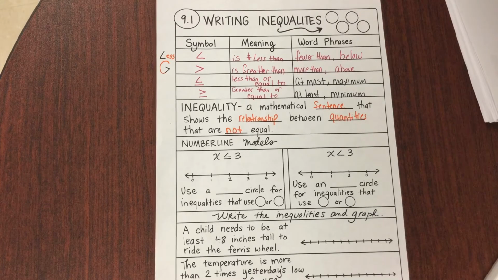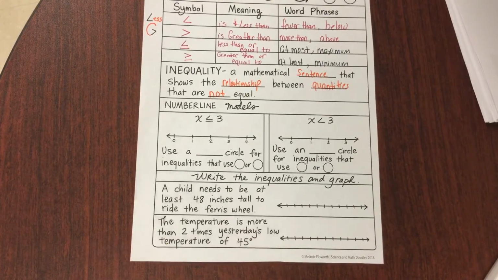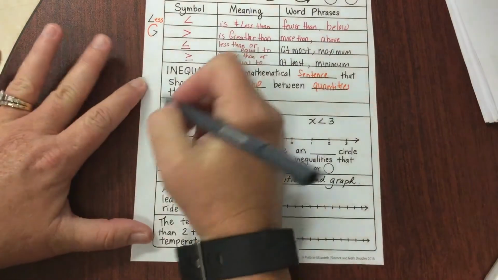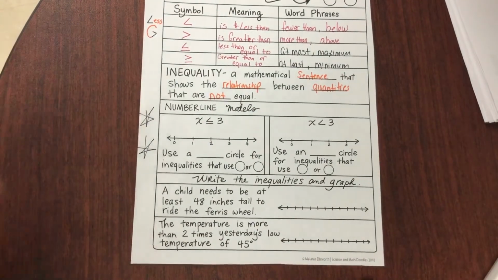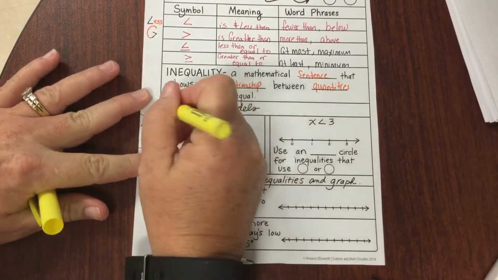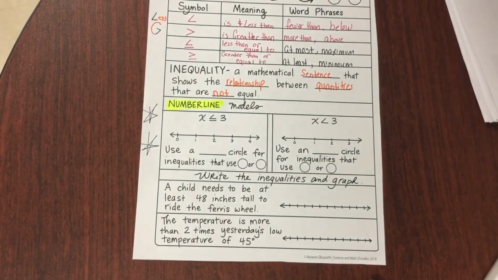Okay, so this next part that we're about to talk about is very, very important. I'm actually going to highlight it because it's so important: using a number line to show these inequalities. So I'm going to star this because this is super important. All right, so you're going to hear us talk about open circles and closed circles.